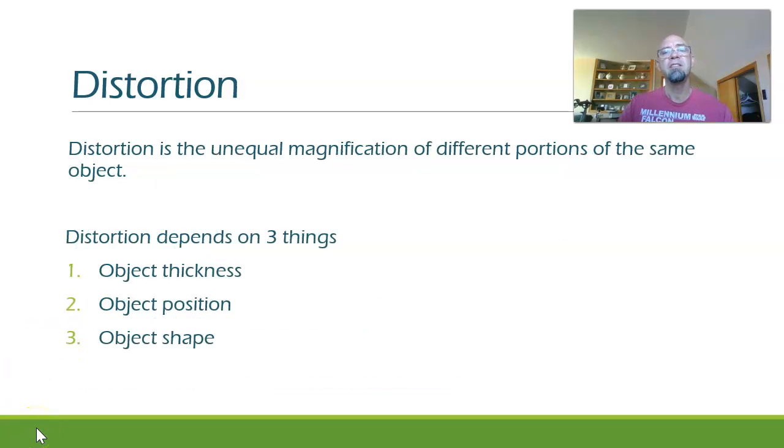Now, distortion will result in unequal magnification of different portions of the same object. So whenever we have our body part parallel to the plate, but we've got an angled X-ray beam, or the other way around, we've got a perpendicular X-ray beam with an angled body part, that is going to cause unequal magnification on different parts of the object. And there are three things that distortion depends on: the body part thickness, the body part position, and the body part shape. So let's talk more about those.